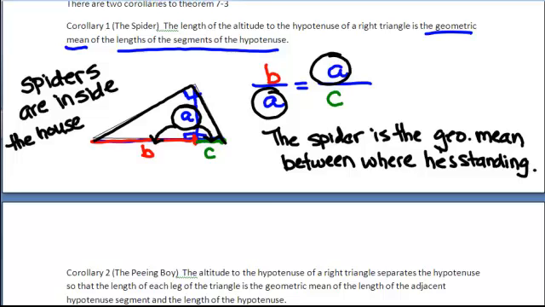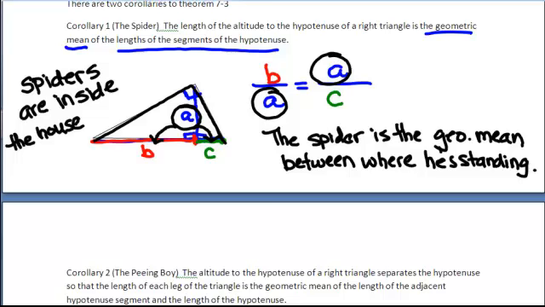The spider is a geometric mean between where he is standing. So he's standing on the B and the C. So the spider A, the spider body in the circle, is a geometric mean between where he's standing. He's standing on the B and the C. Okay, now I know it seems confusing until you see an example.